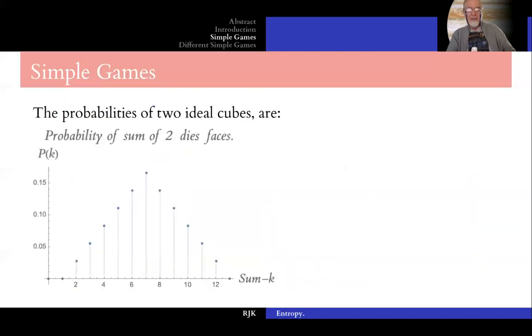So the probabilities for 2 ideal cubes, the sums of the 2 die faces, have probabilities that go from 1 out of, what are they? They're 1 out of 6 times 6, so it should be 1 out of 36, right? So this is 1 out of 36. This is 1 out of 36. This is 6 out of 36, or 1/6. These are 5 out of 36, 4 out of 36, etc. This is the way it goes for 2.